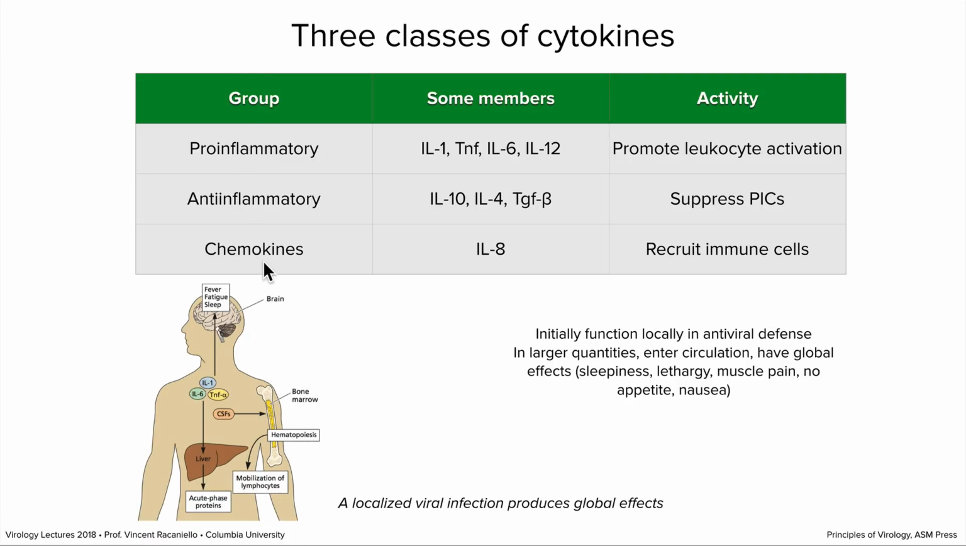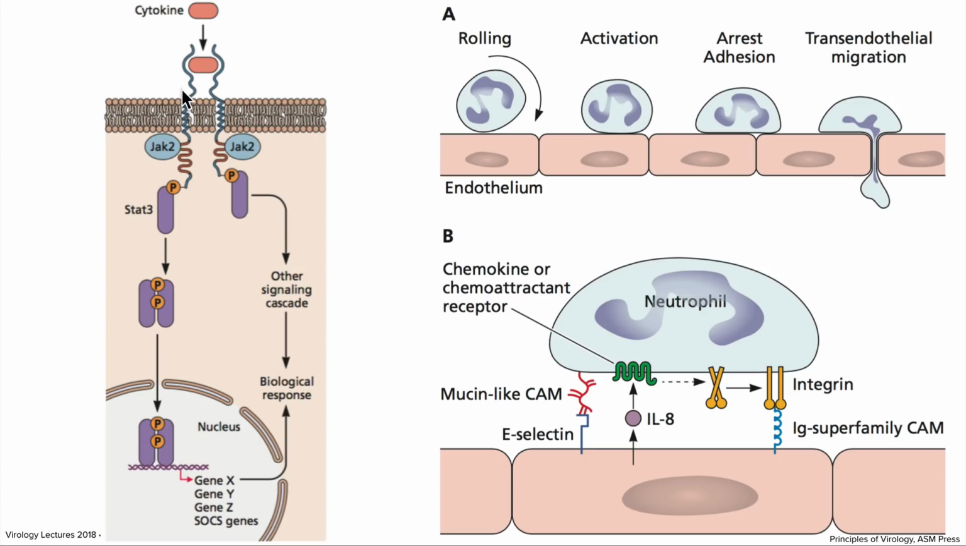In this table, we mentioned chemokines as being able to recruit immune cells. Let's look at how that can happen. So on the left, we have a diagram of how cytokines work. There are receptors for cytokines on host cells, and they initiate signaling cascades, just as interferon binding to cells initiates signaling cascades. Transcription factors go into the nucleus. They stimulate the production of other gene products that mediate the effect of cytokines. On the right is how a chemokine might work.